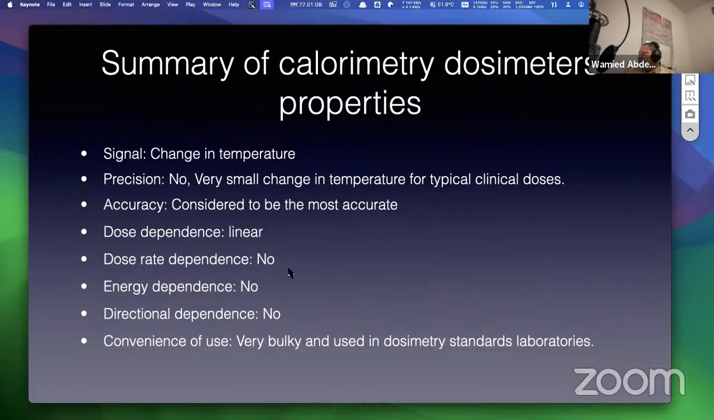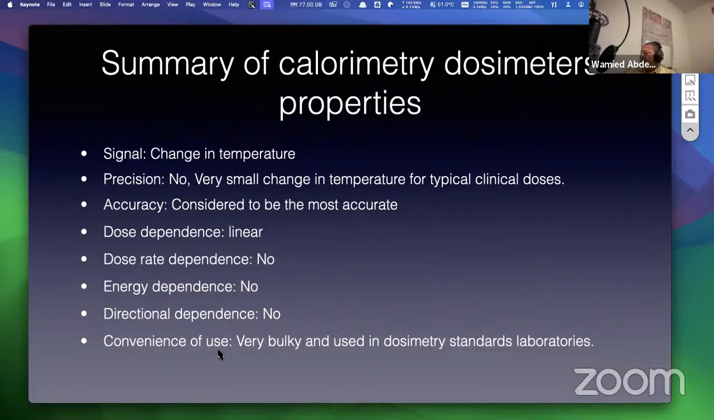Dose rate dependent, I don't think there is any dose rate dependence. I might be wrong. Energy dependence, no, because it measures just the change in temperature. The specific heat is a constant, it has nothing to do with the energy of the beam. So it's energy independent, it does not exhibit any energy dependence. Directional dependence, I don't think there is directional dependence, because it's the resistance or the thermocouple that is measuring the dose.